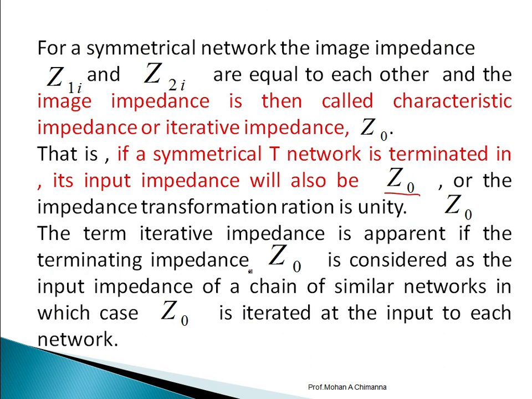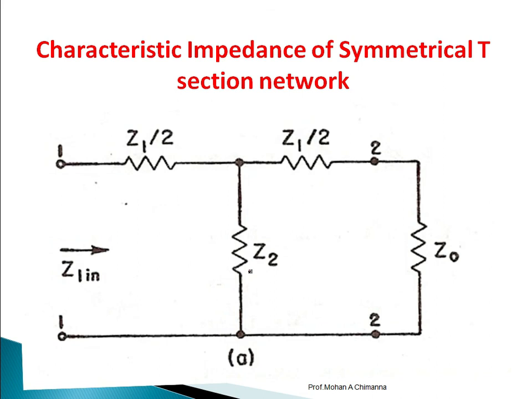Up to this point we have seen the basic difference between the Neper unit and the decibel unit, the relationship between the Neper and decibel, then the T network, pi network and L network and their characteristics. In my next video we will go into detail on the characteristic impedance of the symmetrical T section network, as well as its mathematical derivation and a numerical example.